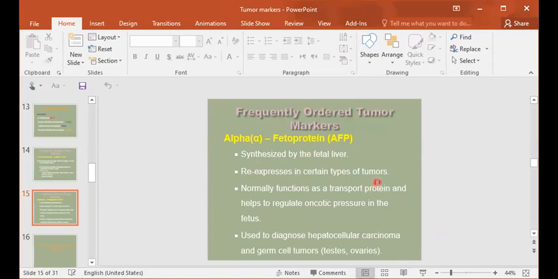It is re-expressed in certain types of tumors. It reappears again in certain types of tumor. Okay, it's used to diagnose mainly hepatocellular carcinoma and germ cell tumors, tumors of the testis or tumors of the ovaries.